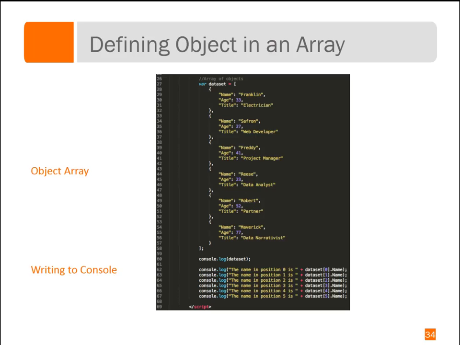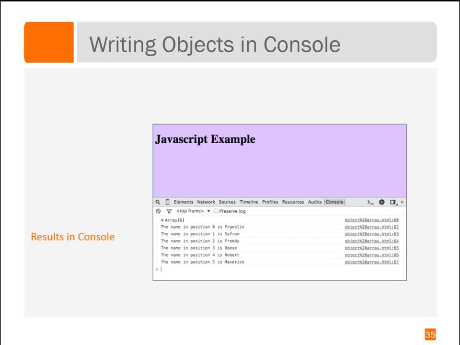Okay? So when we run that piece of code, the results that we'll find, so first up at the top, that's the web page that anyone in a browser that had visited that page would see. And then behind the scenes in the console, you'll see we have that array come in, and then our 6 statements that say in this position, this name, Franklin, Saffron, Freddie, Reese, Robert, and Maverick.